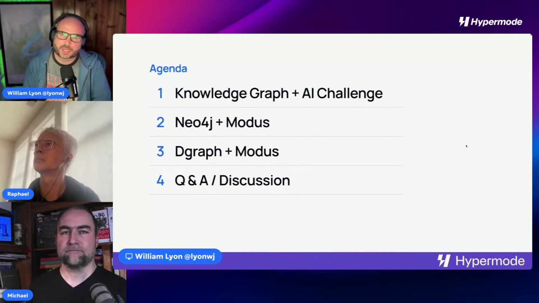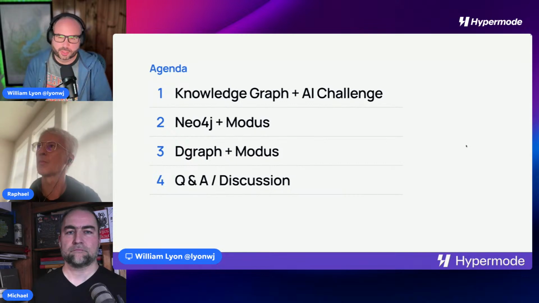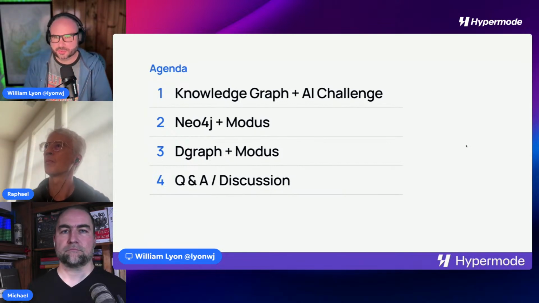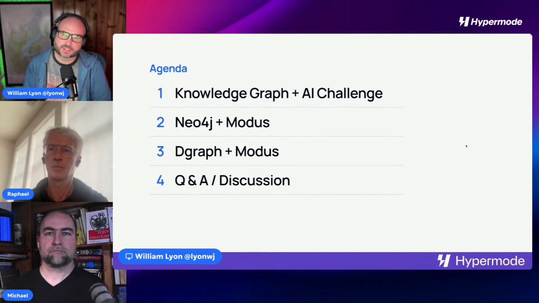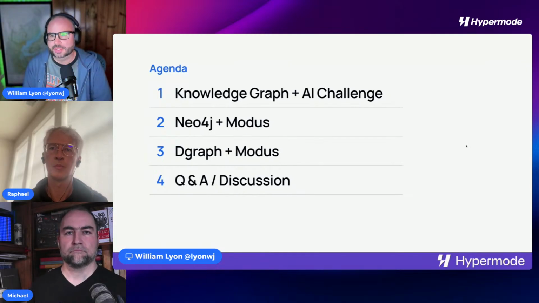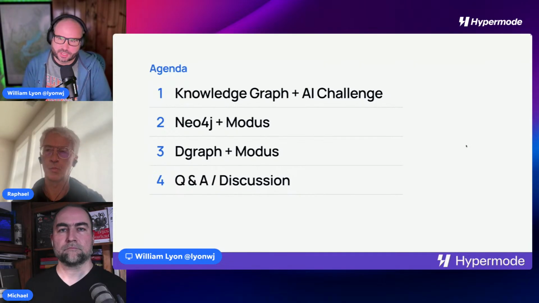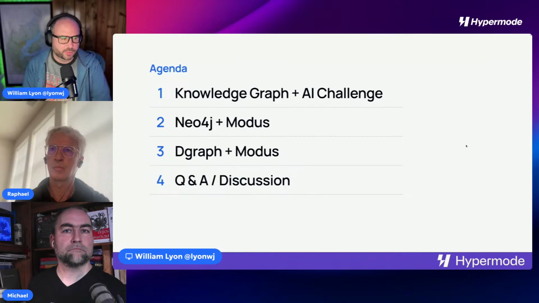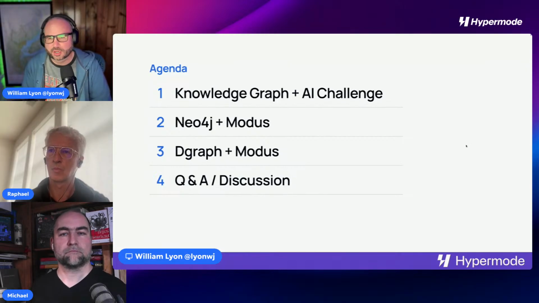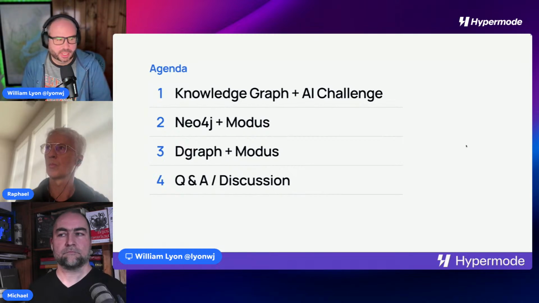And then I want to take a look at some hands-on examples using Neo4j with Modus. So Modus is the open source framework for building model native apps. And we recently added native support for Neo4j. So we'll take a look at using Neo4j with Modus. Michael's going to give us a bit of context for that one and give us an intro to Neo4j. And then Raphael is going to give us a demonstration of using Dgraph with Modus with a GraphRAG example. And then we'll leave plenty of time for Q&A and discussion.